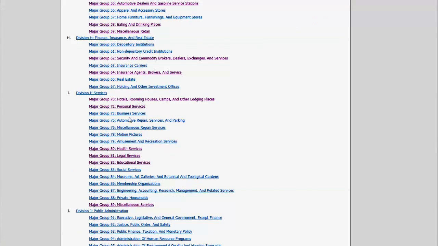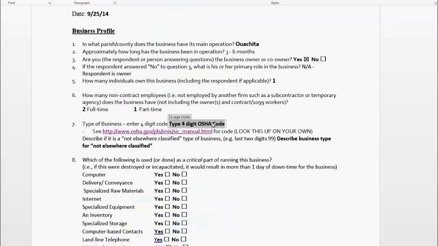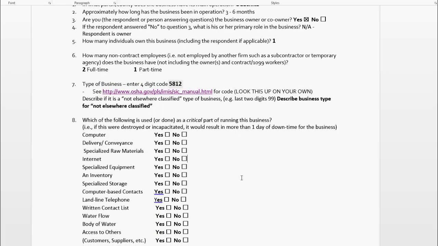I'm going to pick one. I'm going to pick a restaurant since I did have a donut shop. So I'll just type over top of this 5812. And here is where you'll describe the business not elsewhere classified. And it will say not elsewhere classified, but it will have a 99 at the end. All right, the next question also I want to spend a little time on.